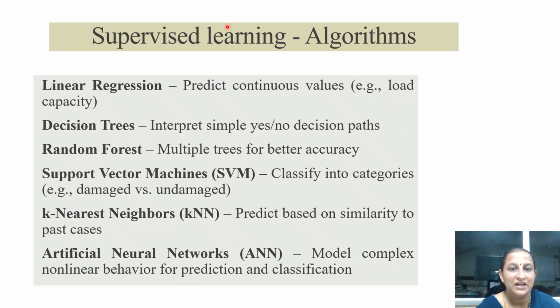The first one is linear regression. Linear regression is mainly used to predict continuous numerical values, such as estimating the load carrying capacity or compressive strength of a structure.